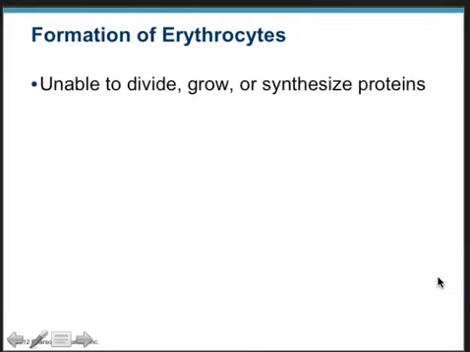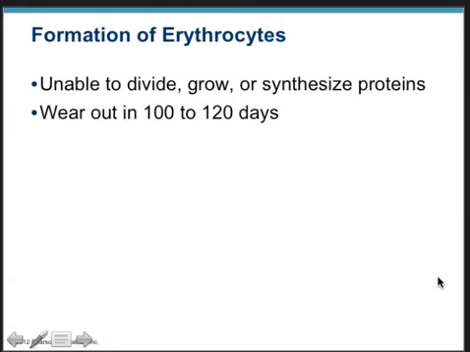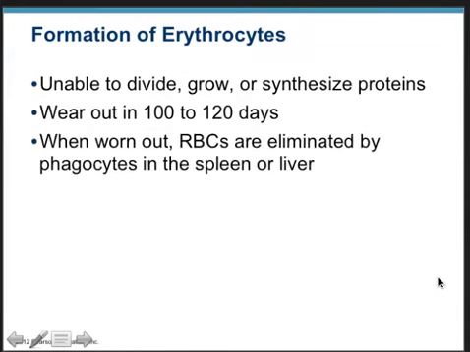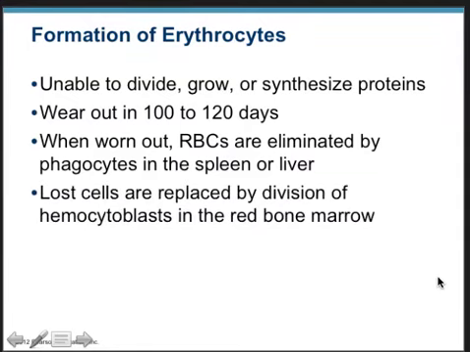Erythrocytes are unable to divide, grow, or synthesize proteins because they have no organelles and they have no nucleus. They wear out in about 120 days, and when they are worn out, they're eliminated by phagocytes in the spleen and the liver. The lost cells are replaced by the division of hemocytoblasts in the red bone marrow. So even though your red cells don't live very long, they're constantly being regenerated because you always have healthy marrow throughout your lifetime. And again, one of the reasons that they are so short-lived is because they cannot engage in any repair, which would require biosynthesis.